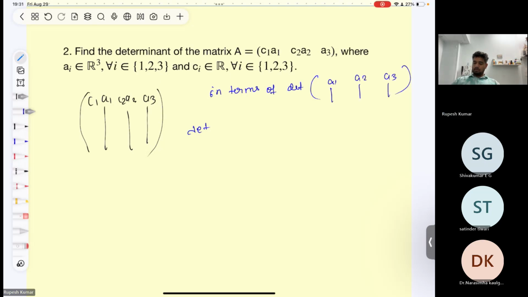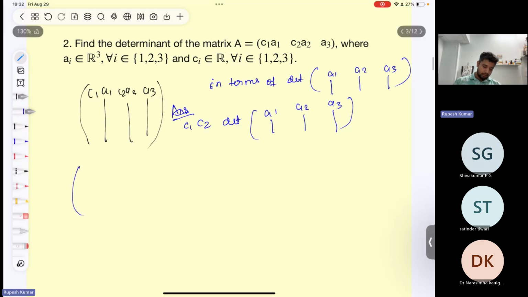So this is equals to determinant C1 multiplied by C2. So the answer will be C1 multiplied by C2 multiplied by determinant of A1, A2, A3. Can we prove this? Yes, we can prove this. This is a property. So this is the answer I'm giving you, just by using the simple property of matrices. But let's see. Let's build up the matrix.